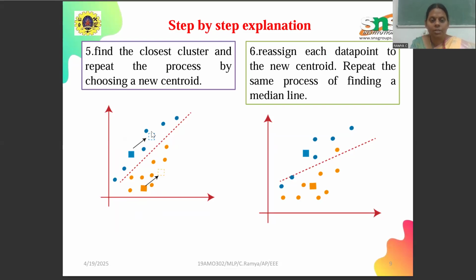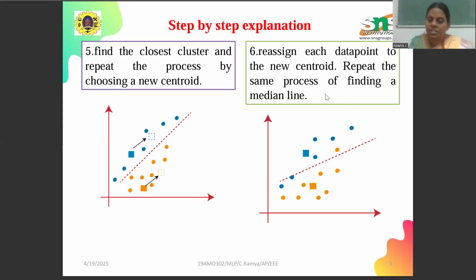Now our new centroid points are shown as dotted lines. We shift to these new centroid points as the reference, and we calculate the distance among the data points which we have placed in a cluster. In the same way, in the orange cluster, we have new centroid points which have moved some distance apart from the old centroid points. Now again we calculate the distance among the data points which are closest to that particular new centroid point. Now coming to the sixth one, reassign each data point to the new centroid.